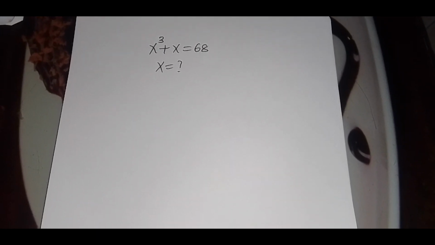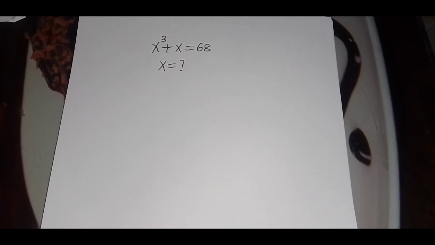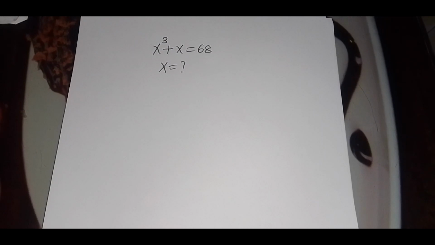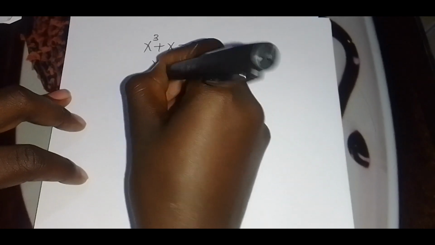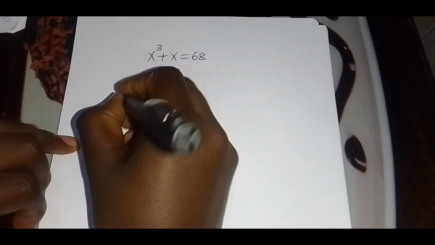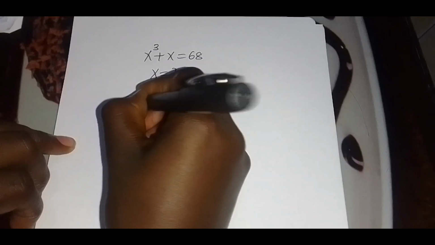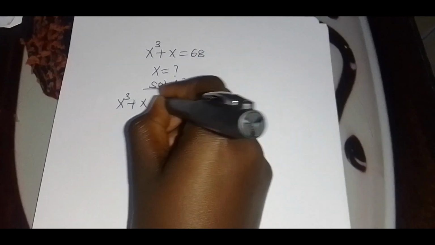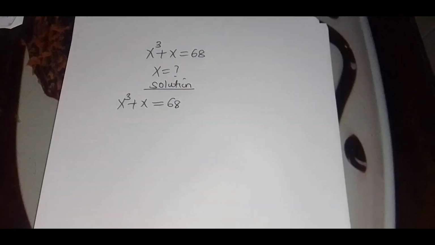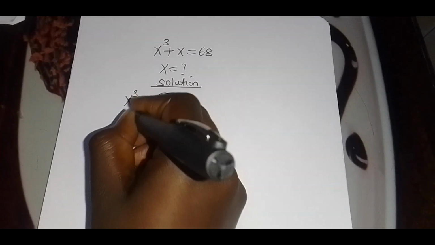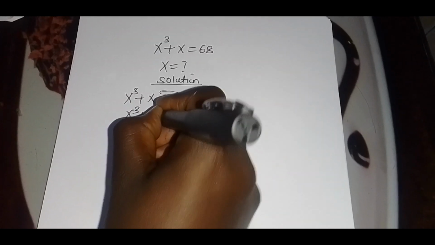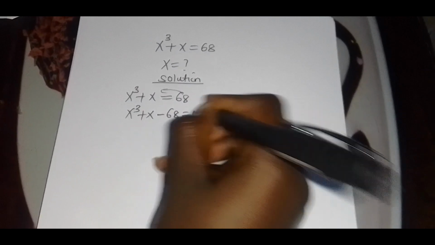Everyone, welcome back. We are solving for the value of x in this algebra problem: x cubed plus x is equal to 68. So what is the value of x? Solution. We have x cubed plus x, which is supposed to give us 68. Taking 68 to the left hand side, we'll have x cubed plus x minus 68 equal to 0.